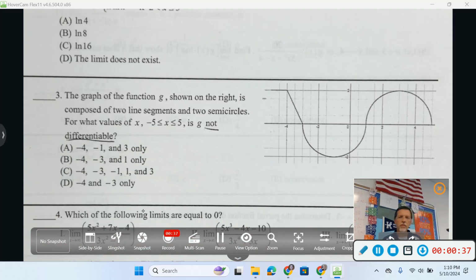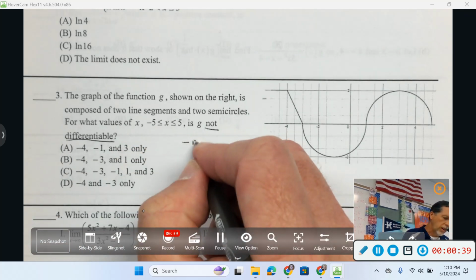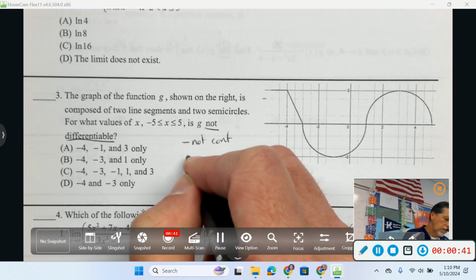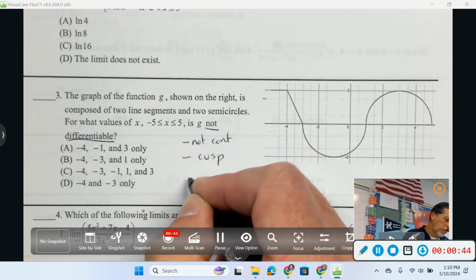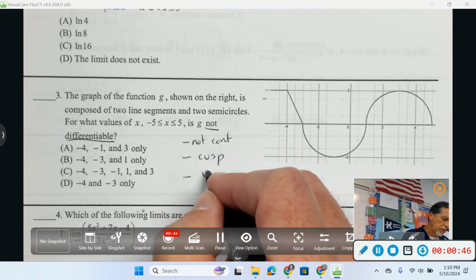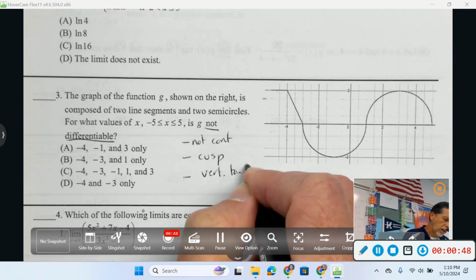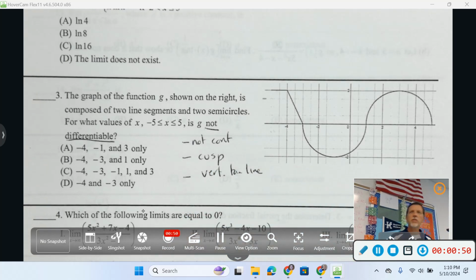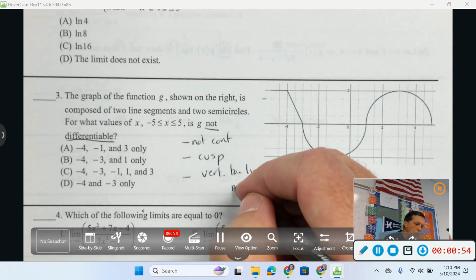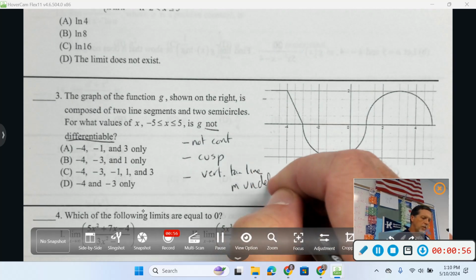Not differentiable would be places where it is not continuous, where there's a cusp, and where there's a vertical tangent line. Because with a vertical tangent line, it could have a tangent line there, but that slope is undefined, which would mean the derivative is undefined.